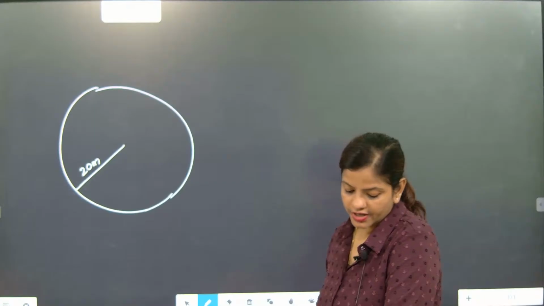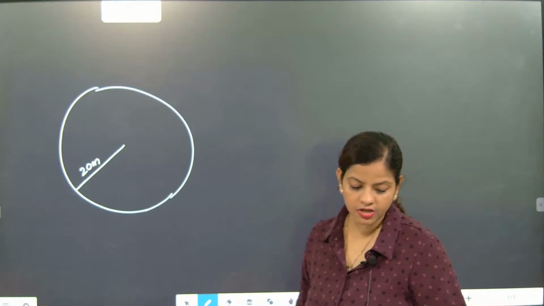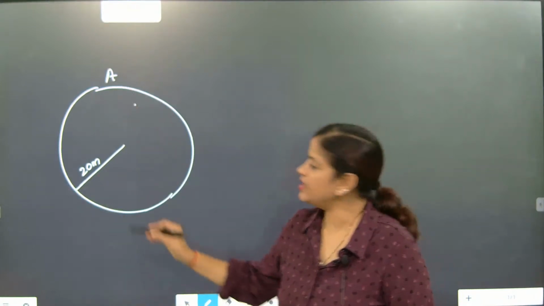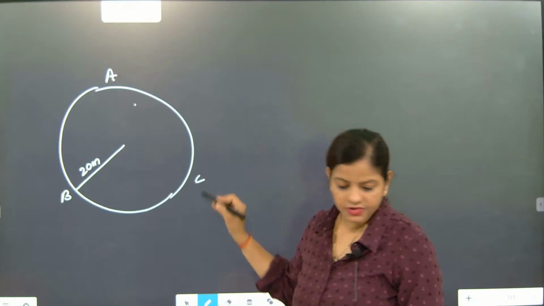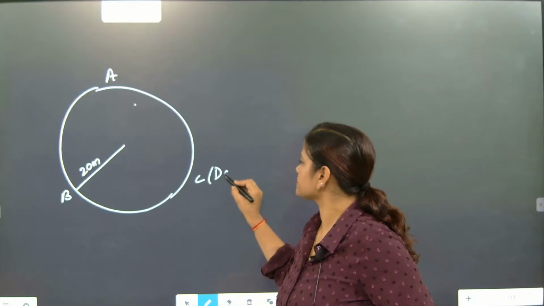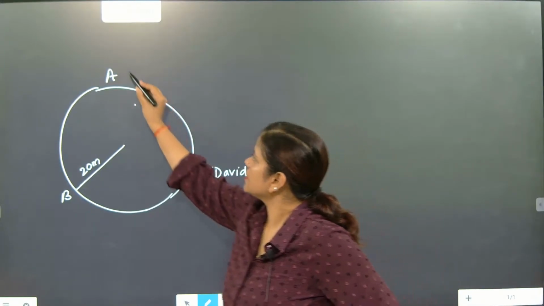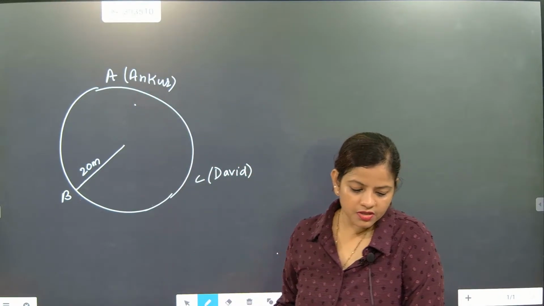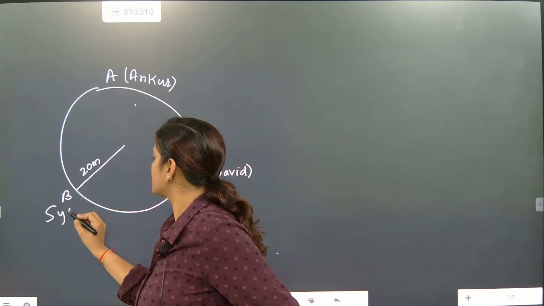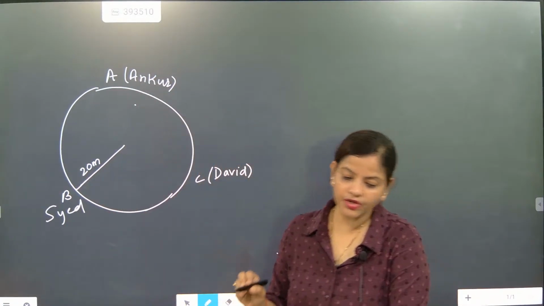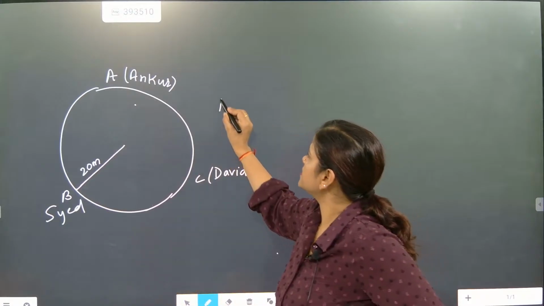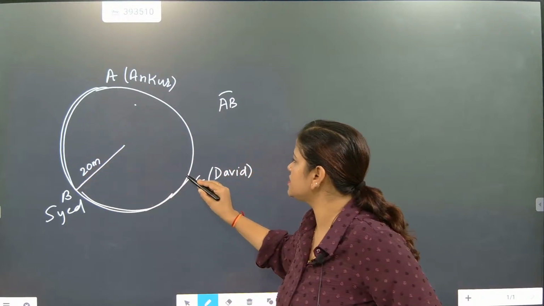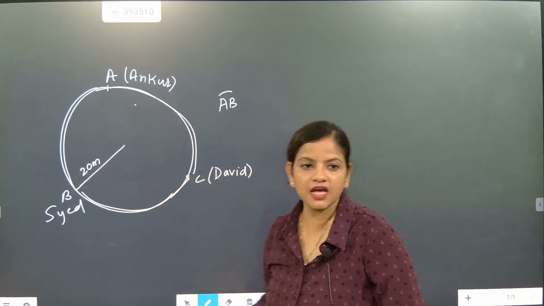Three boys, Ankur, Sayyed and David, are sitting at equal distance on the boundary. So exactly A comes as Ankur, after that B comes as Sayyed and C comes as David. And they are at equal arc. So definitely the arc subtended between them, that is arc AB, this length is equal. This distance is equal to this distance is equal to this distance.